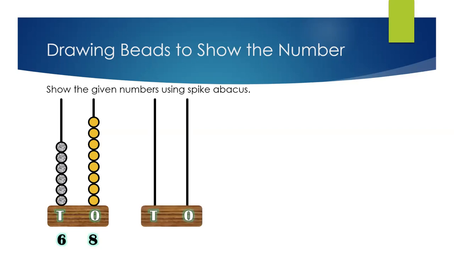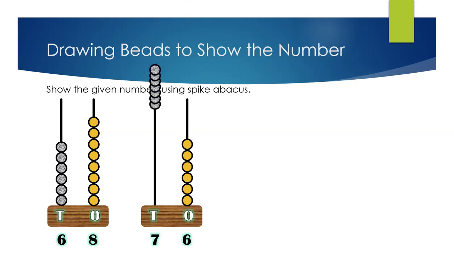Now let us show another number using the same pattern. Here we are having the number 76, which consists of 6 ones and 7 tens. So how many beads will be put in the one spike? We will put 6 beads in the one spike. So here we go. Here we have placed 6 beads in the one spike. 1, 2, 3, 4, 5, 6.